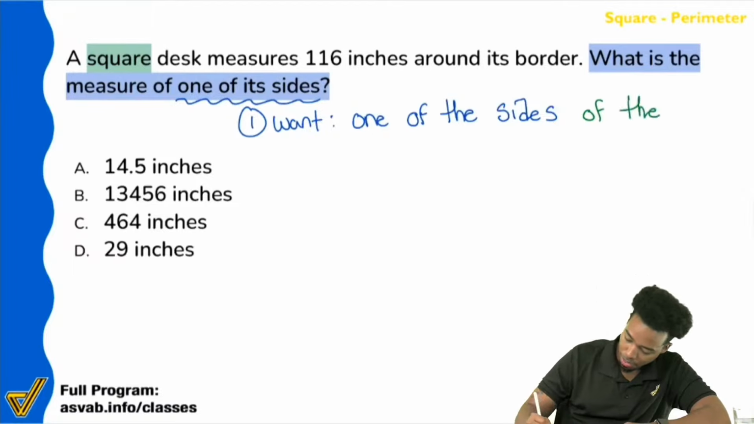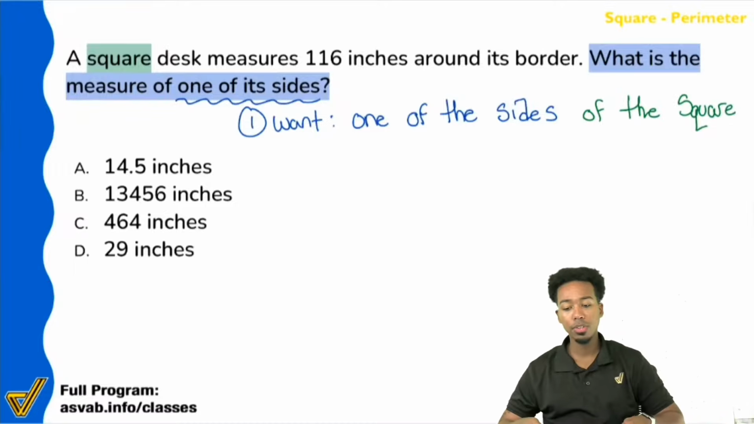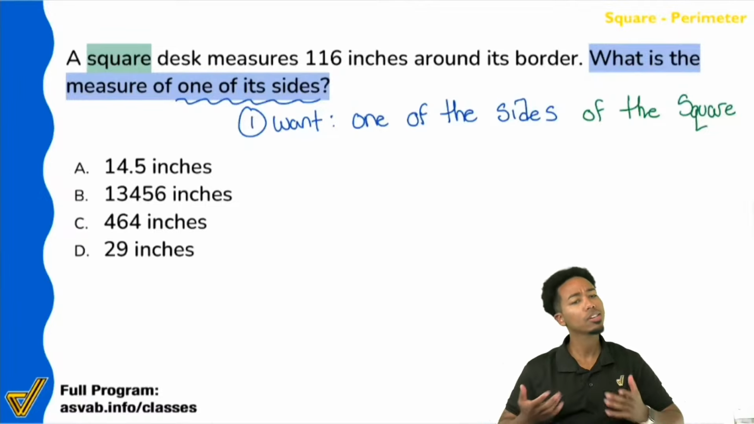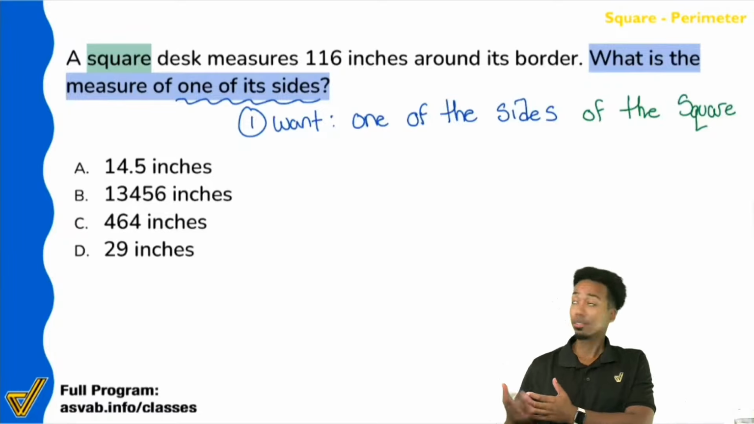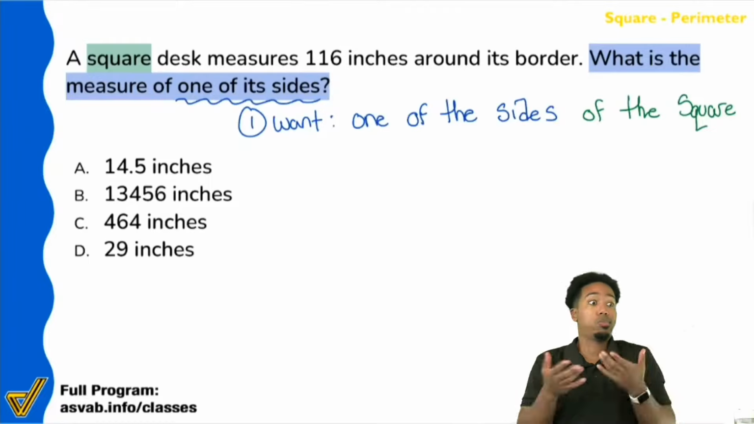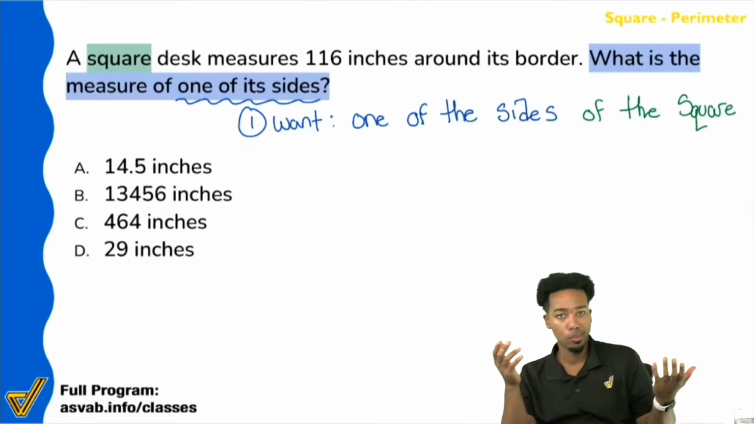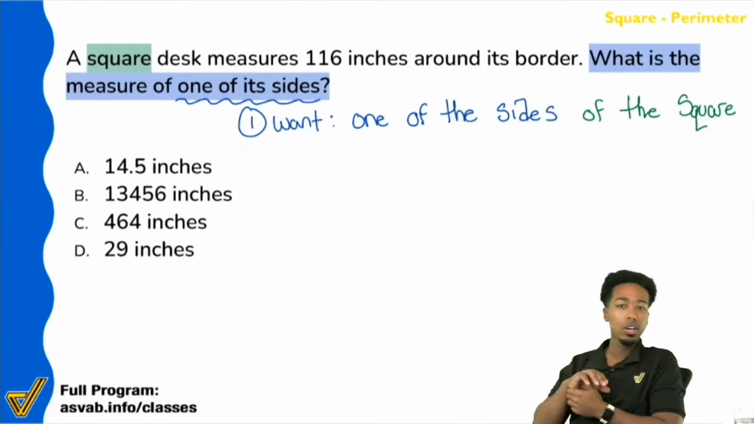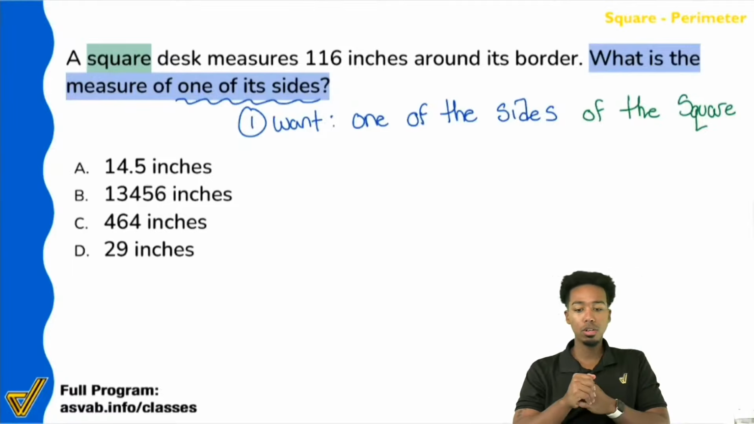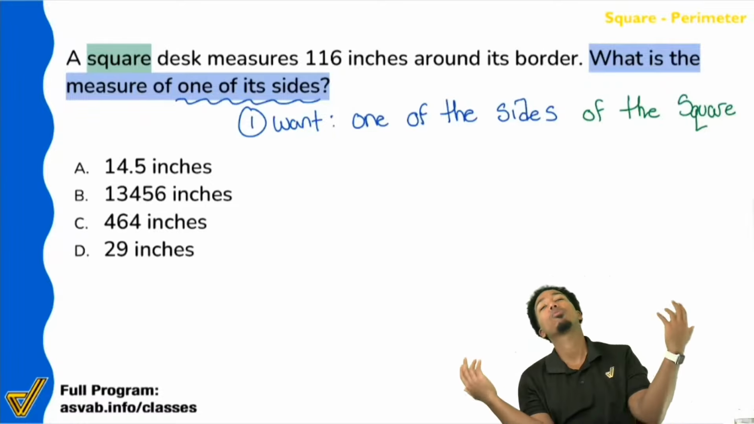Okay, so this is where things might get a little confusing for some people, because although the majority of us now understand that we're looking for the side of this square, a lot of us might be like, well, how do we get there? What is that 116? Am I supposed to multiply that by 4? Am I supposed to divide that? Am I supposed to square it? What am I supposed to do?